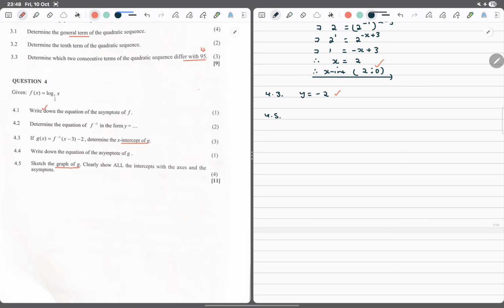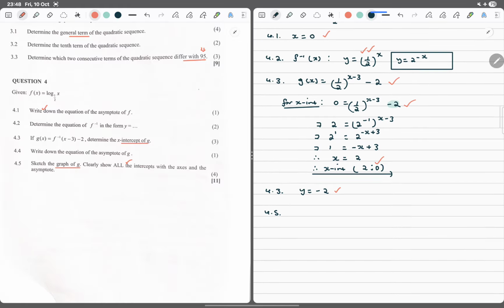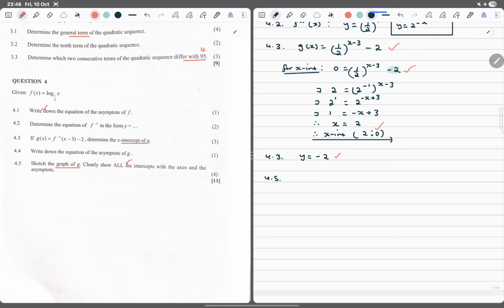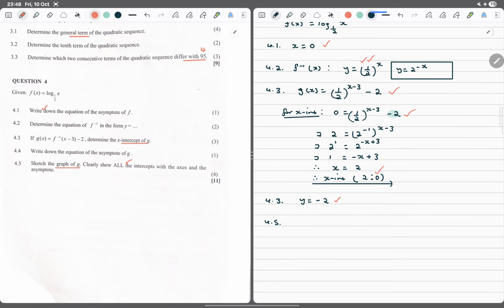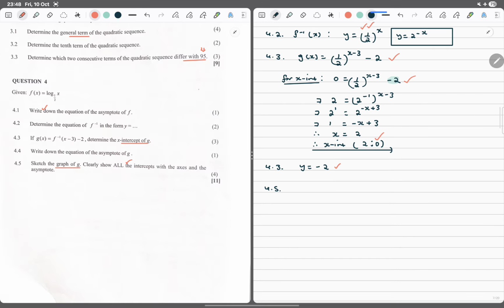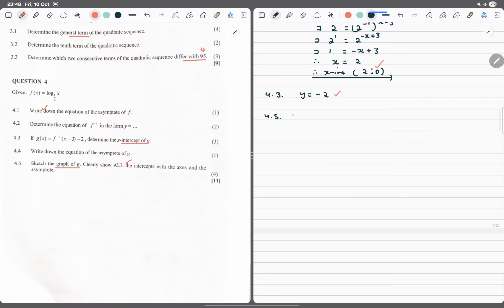Right. Now, 4.5. We need to sketch the graph of g and clearly show all the intercepts at the axes and the asymptote. Of course, standard stuff, guys, we need to work out a y-intercept here. Without one, we are probably going to be in trouble. But we can do it on the side and put it all together because the question is on the graph, literally. But anyway, let's just do the standard stuff.